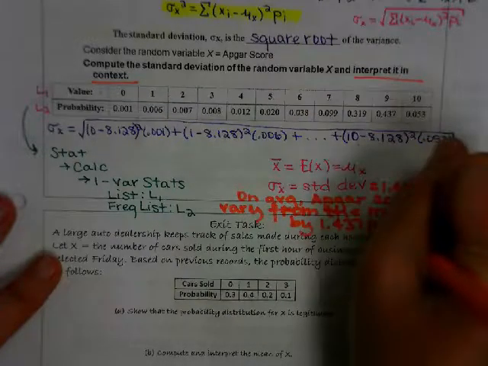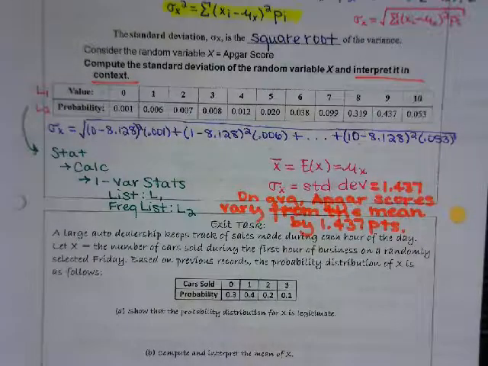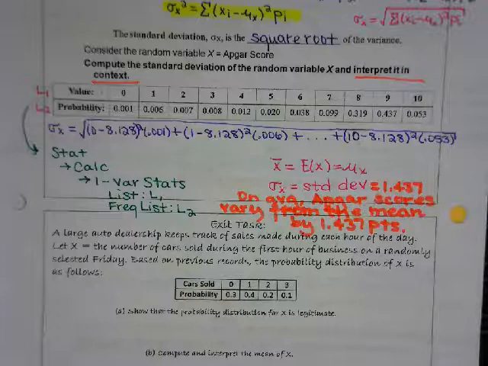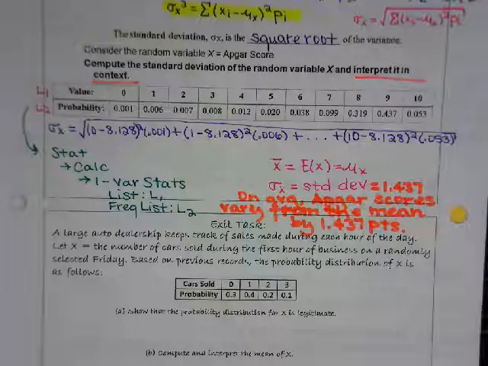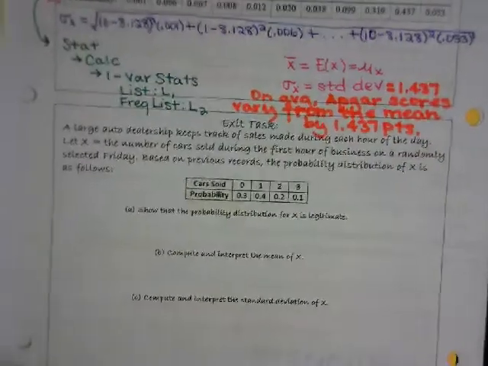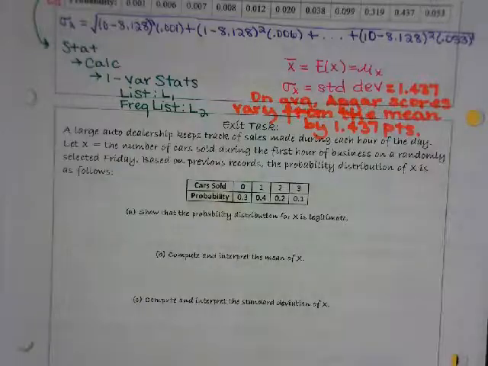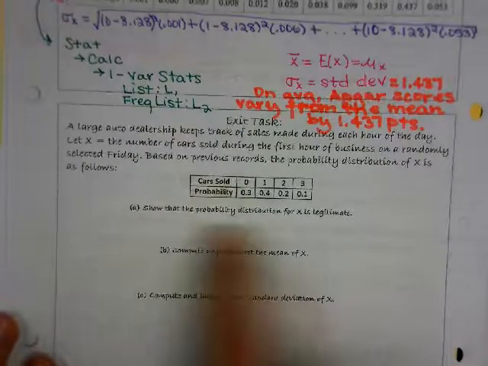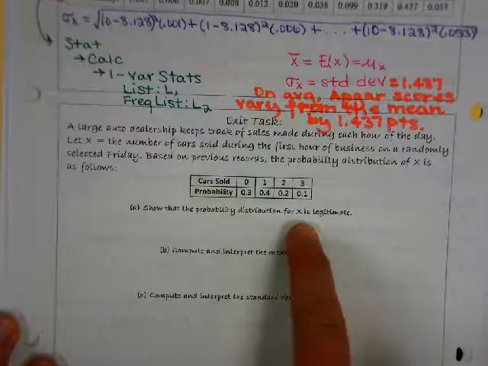Okay, we're going to do the bottom one. I see a lot of you wanting to pack up. This is just what we did, but shorter. I took a lot longer to explain it. Show that the probability distribution is legitimate. Compute and interpret your mean or expected value. Compute and interpret standard deviation. It shouldn't take too long because the calculator does most of it for you. But I do want you guys to try this before we pack up.